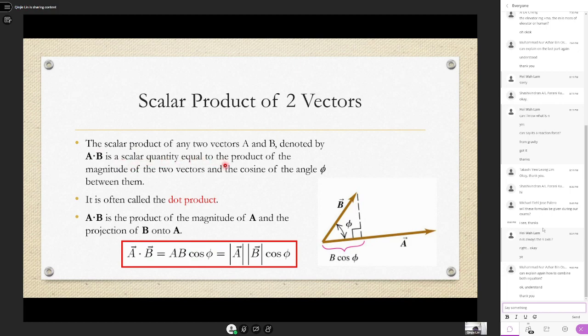It's a scalar quantity which is given by this formula here. We call it the dot product. This whole line here is just describing the formula, so don't need to worry too much. A dot B, these are vectors, is equal to AB cosine phi. Phi is the angle between the two vectors. So if you have A here and B here, the angle between them is phi. To get the value of A dot B, it is the magnitude of A times the magnitude of B times cosine phi.